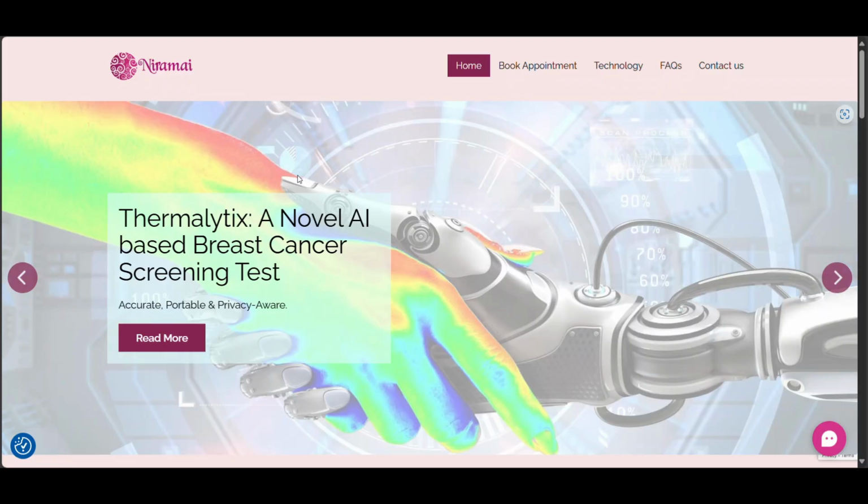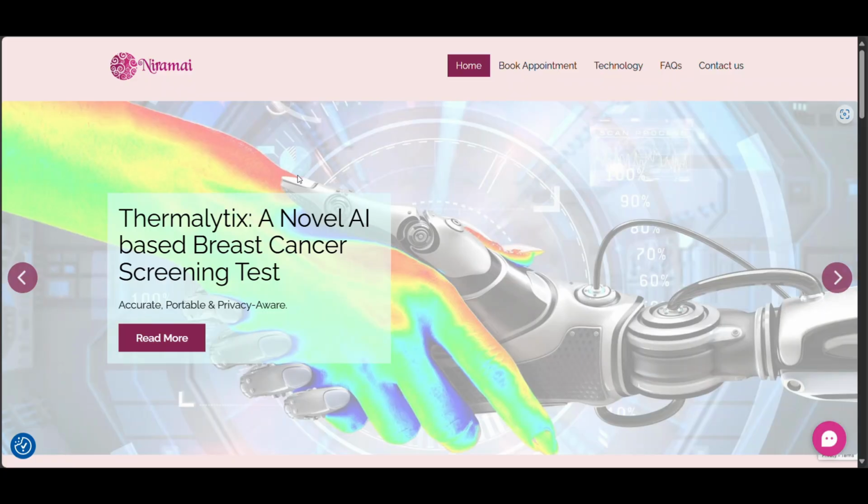Now let's talk about the next, that is about startups. India is home to several innovative startups that are leveraging AI to solve healthcare challenges. For example, let's talk about Niramai.